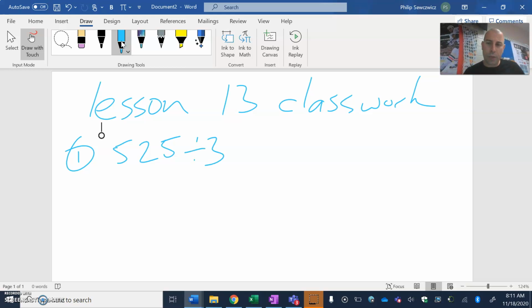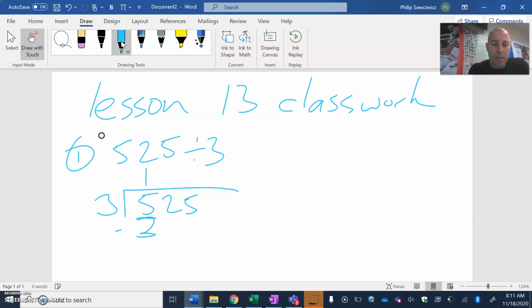Remember, because we are dividing by 3, 3 is what's going to go on the outside, and we're trying to figure out how many groups we can take out of 525. So we start with that first digit, and look at the 5. How many groups of 3 can you take out of 5? 1. So the groups always go up on top. Now it's always the multiplication problem, the subtraction problem, then bring down the next number. That's the routine: groups up there, multiply, subtract, bring down the next number.